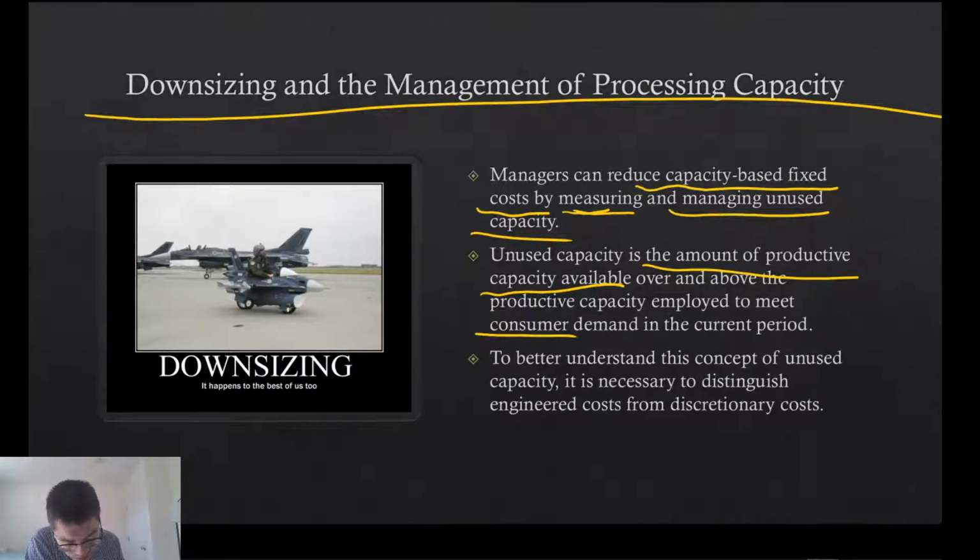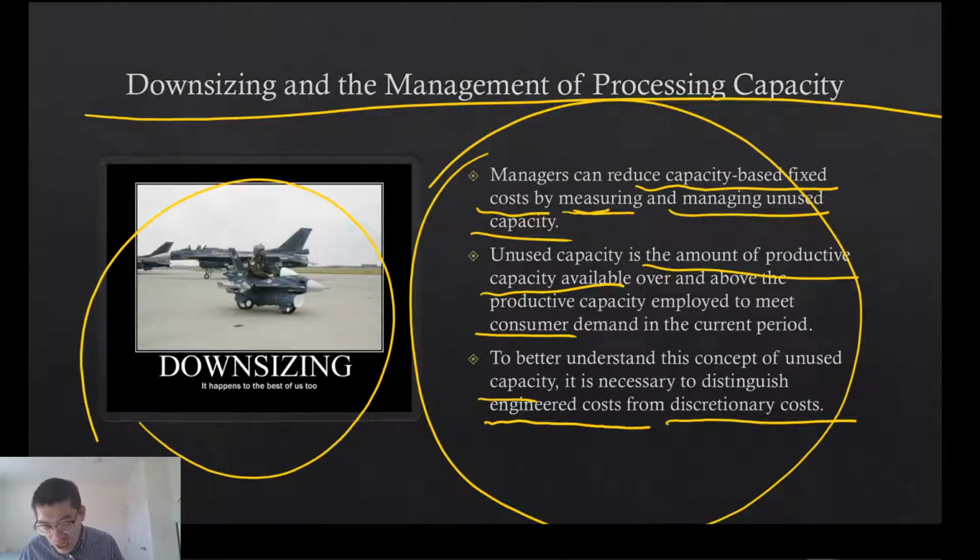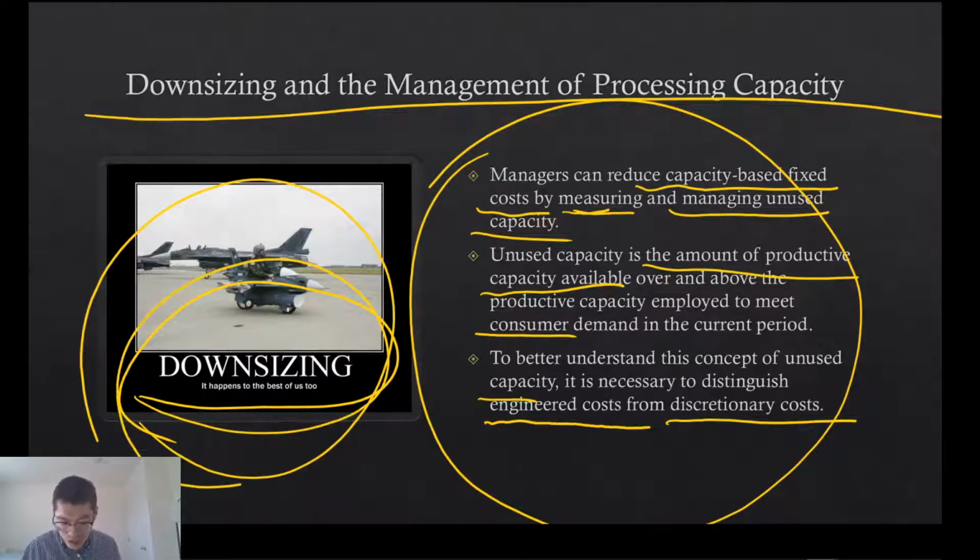To better understand this concept of unused capacity, it is necessary to distinguish engineered costs from discretionary costs. Basically, when it comes to unused capacity, do we need to downsize our capacity? Are we going to use the unused capacity for some other purpose? Sometimes downsizing is not a bad thing. In other words, we are trying to improve our productivity, so we are downsizing our capacity.